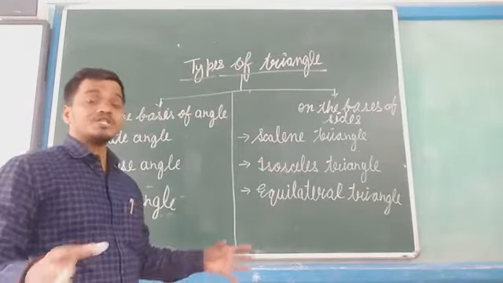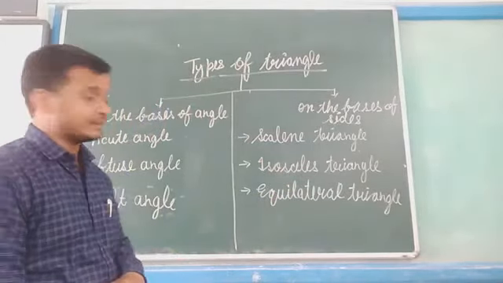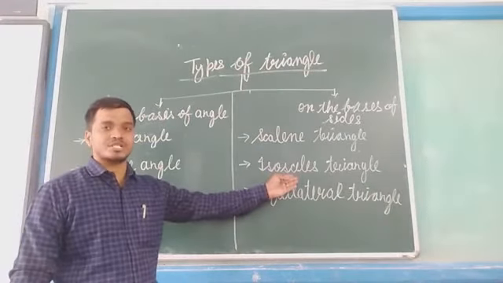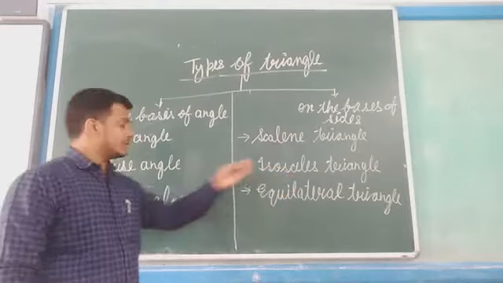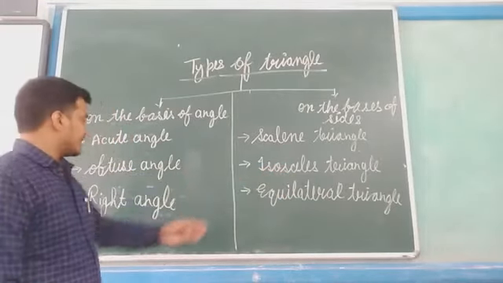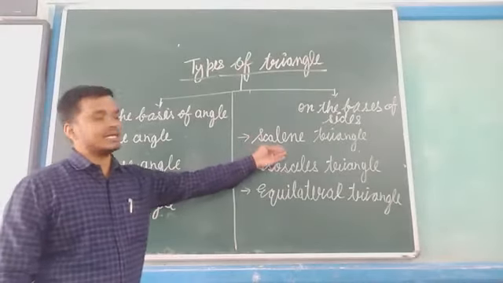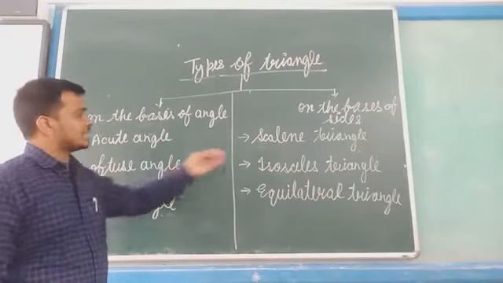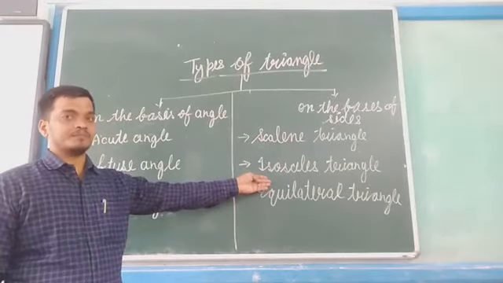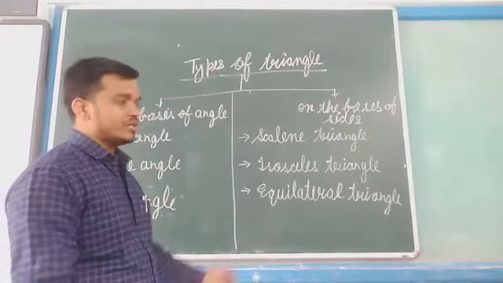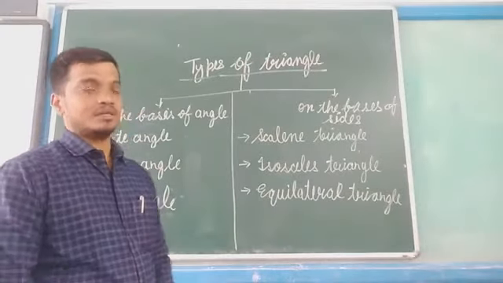The combination of triangles also will be done. Sometimes you will get a right angle isosceles triangle, otherwise you will get a right angle scalene triangle. You will get an obtuse angle isosceles triangle. So this way the relations can be made between two types of triangles.